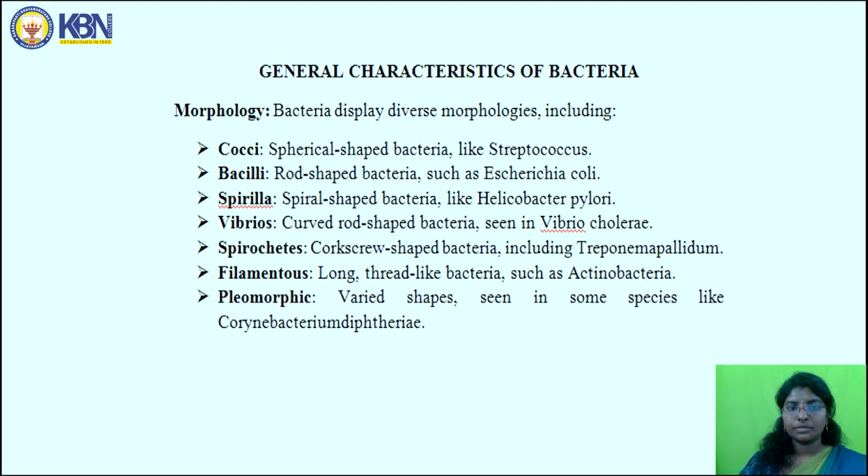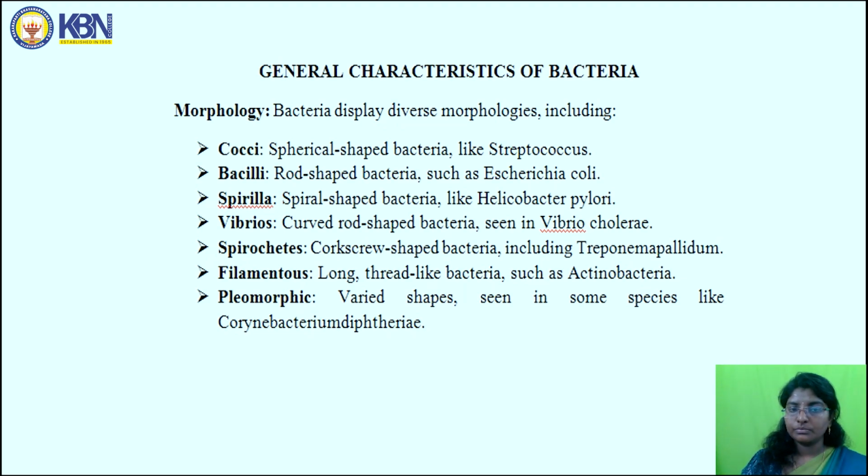The morphology. Bacteria display diverse morphologies, with different structures like spherical, rod-like, and spiral. We have cocci, which are spherical shaped bacteria, for example Streptococcus, and bacilli, which are rod shaped bacteria, for example E. coli. Spirilla are spiral shaped bacteria like Helicobacter pylori.